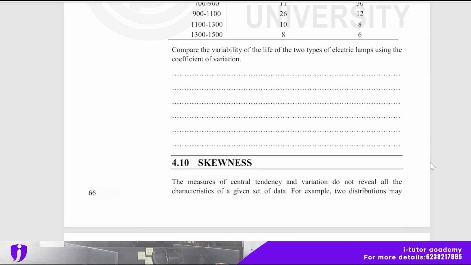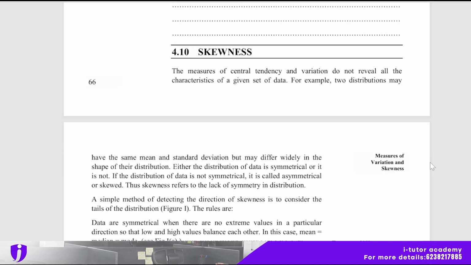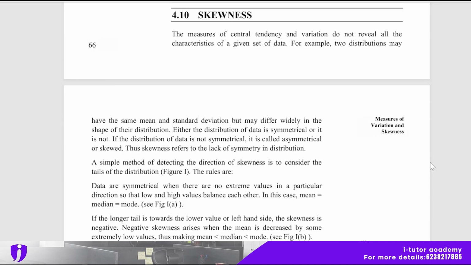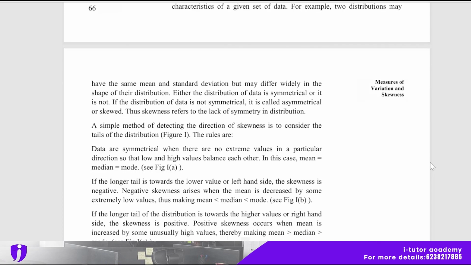Skewness: the measures of central tendency and variation do not reveal all the characteristics of a given set of data. For example, two distributions may have the same mean and standard deviation but may differ widely in the shape of their distribution. Either the distribution of data is symmetrical or it is not. If the distribution of data is not symmetrical, it is called asymmetrical or skewed. Skewness refers to the lack of symmetry in a distribution.